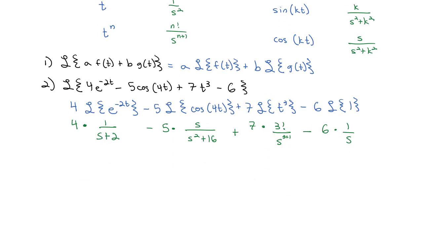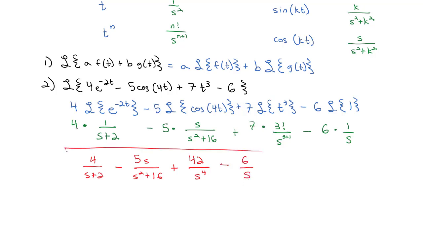And then we can quickly simplify these as 4 over s plus 2 minus 5s over s squared plus 16 plus 3 factorial is 6 times 7 is 42 over s to the 4th minus 6 over s. And we just calculated the Laplace transform of that ugly function.